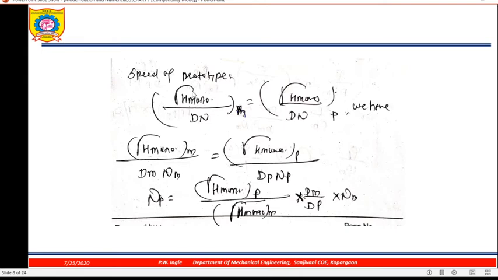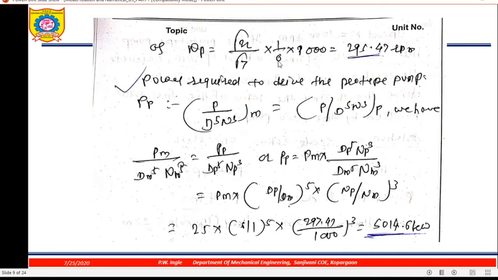Head coefficient: under root H manometric over DN for model equal to prototype. So you can write N_P equal to D_M by D_P into N_M. What is D_M by D_P? It is 1/6. Then this is the manometric head. So you can calculate the RPM of prototype. Now for power required to drive the prototype pump, you can write this equation.